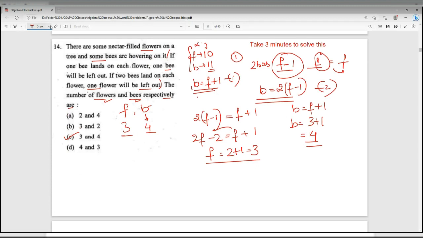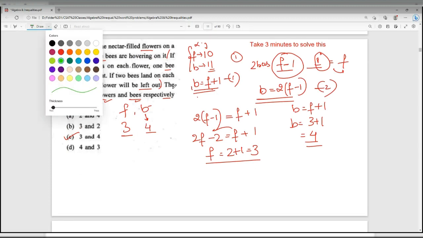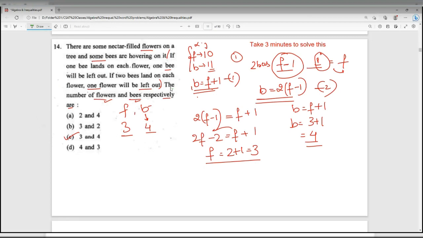Okay, I'll just explain it to you again. They are saying that if two bees land on each flower, one flower will be left out. So let's take this as one flower, this is two flowers, just like an example. Or let's take it as three flowers. So if two bees are sitting on each flower, then one flower will be left out. So here there are two bees, and here there are two bees, and one flower is left out.